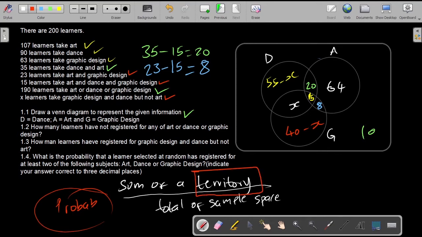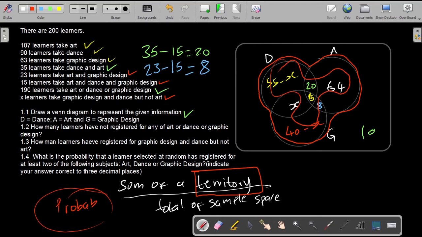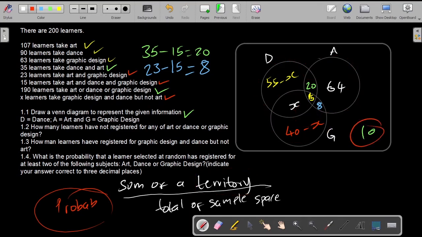So let's see, how many learners have not registered for any of art or dance or graphic design? So the portion which forms part of the section dance, art, or graphic design is this portion. So we want to exclude this section because we're looking at the number of learners which have not registered. So everything which is outside this red portion is the answer, and therefore the answer to that should be 10. So the answer to 1.2 is 10 learners.